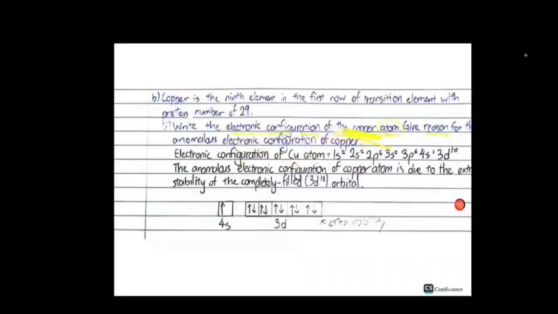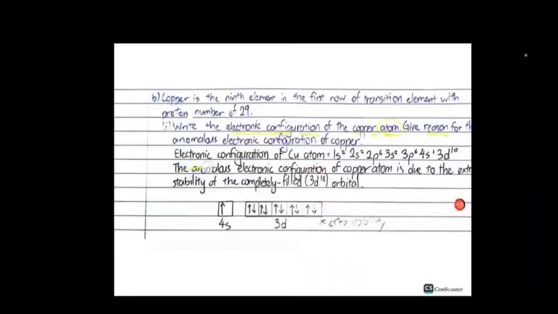If we follow the above principles, the electronic configuration of the copper atom is 1s2, 2s2, 2p6, 3s2, 3p6, 4s2, and 3d9. But the copper atom is a special case. One of the electrons of the 4s orbital will directly fill into the 3d orbital, so that it will achieve stability.